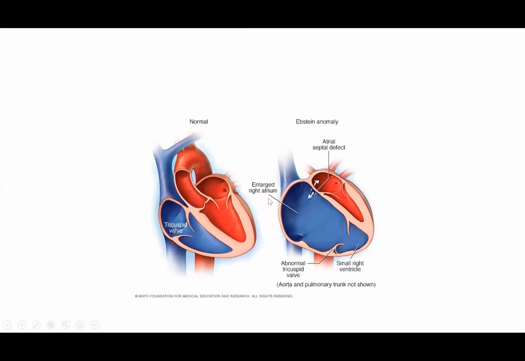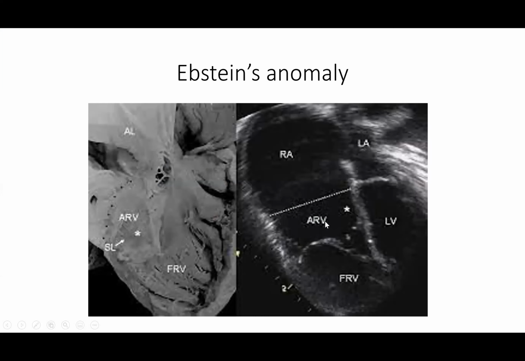So in this Epstein's, the tricuspid leaflets are here. This is all part of the right ventricle, called atrialized right ventricle. This is an autopsy specimen. This is a right atrium. This is the atrialized portion of the right ventricle, and this is the free wall. So this is the functional right ventricle that we have here.